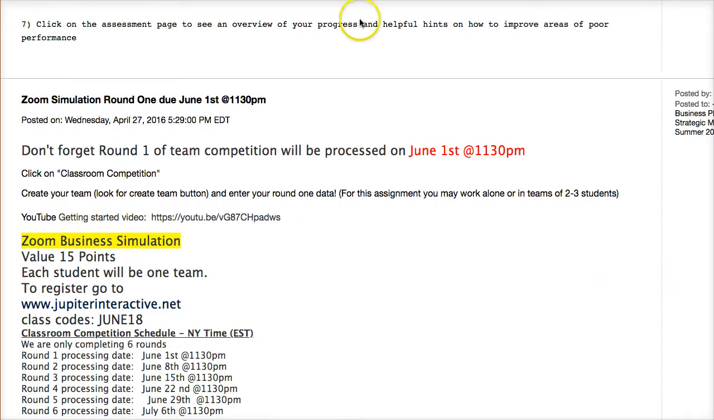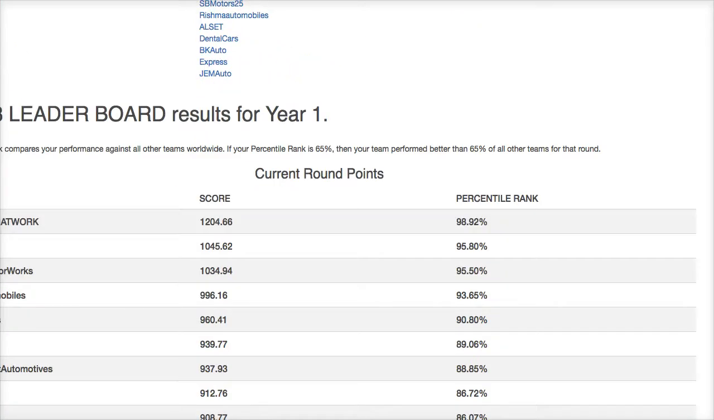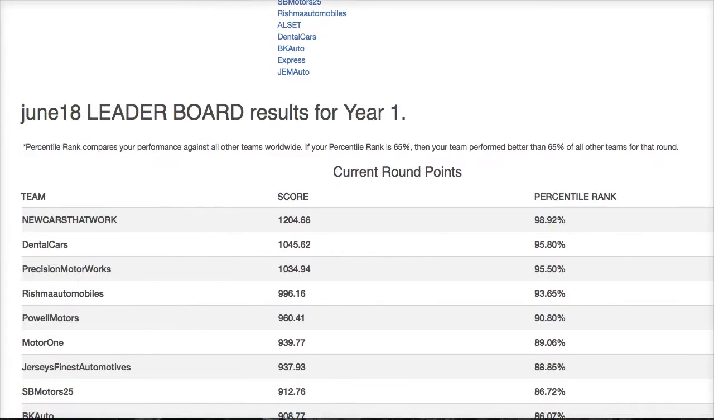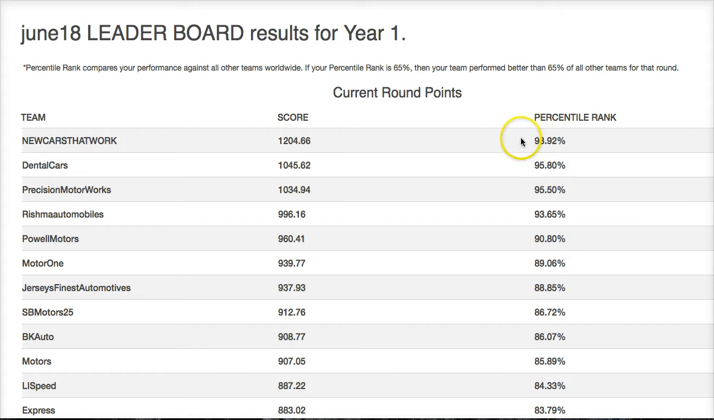Okay, so let's head on over to the simulation. And here I have the information for round one. So let's look at round one review. Current points for round one, we have new cars at work, 1,200 points. And this percentile rank means that you performed at almost a 99 percentile, meaning you beat 99% of the previous 5,000 teams that have played this simulation. Sort of like a percentile rank you would see on a SAT or GMAT score.